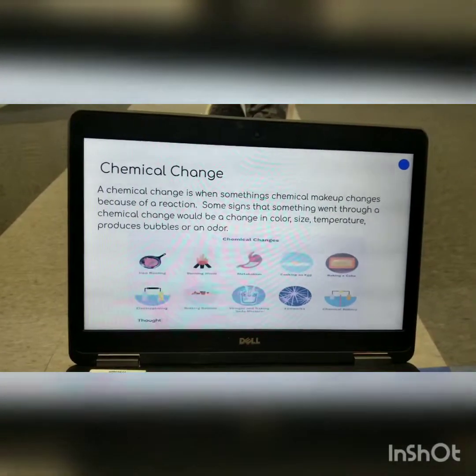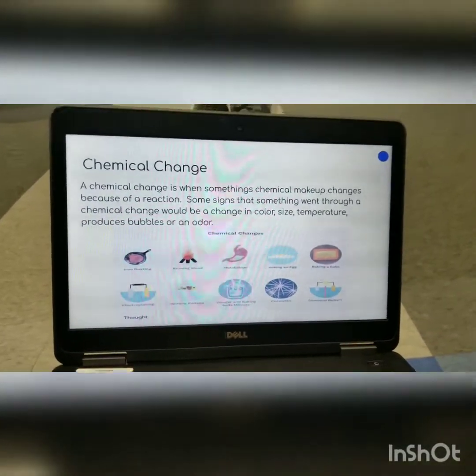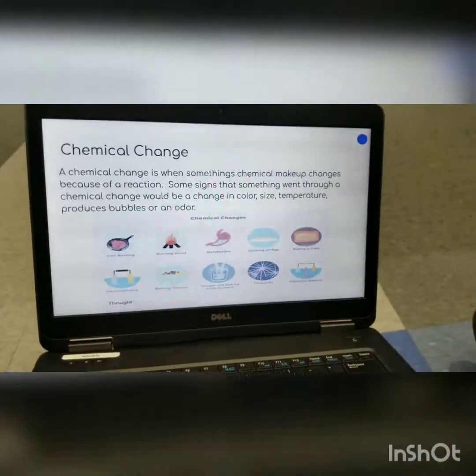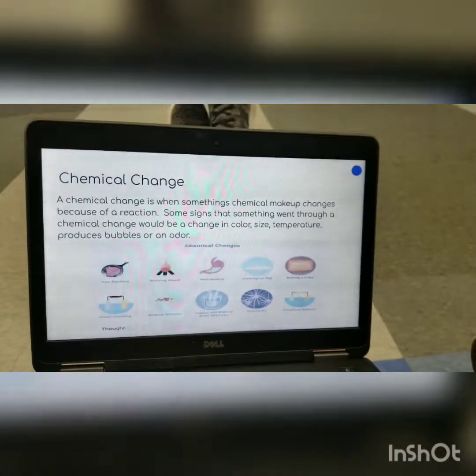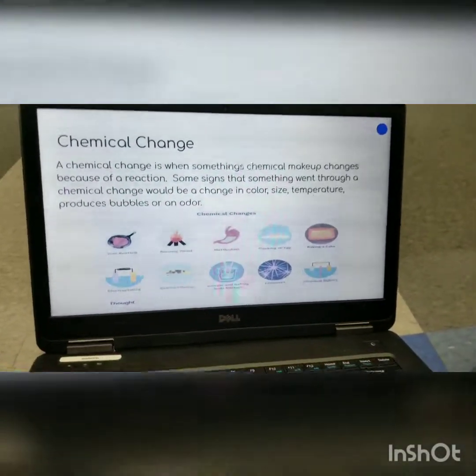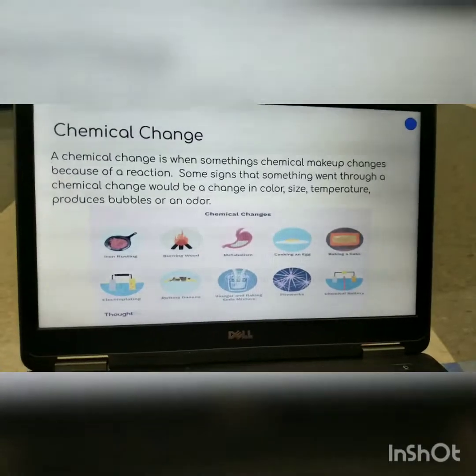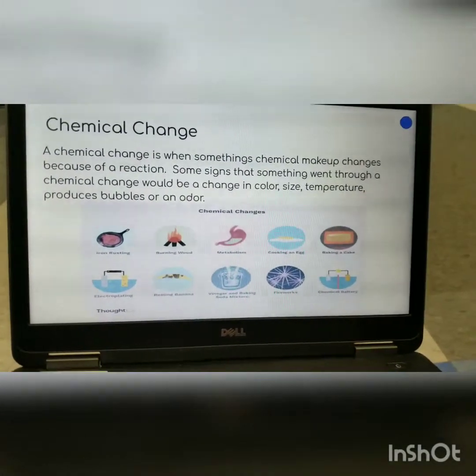Chemical change. A chemical change is when something's chemical makeup changes because of a reaction. Some signs that something went through a chemical change would be a change in color, size, temperature, or the object producing bubbles or an odor.